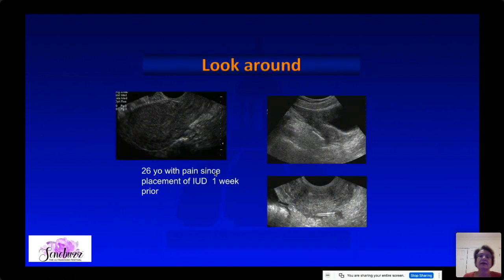And then finally, I want to show this case just to help you or the sonographer, whoever is scanning, to look around. Right? This is a patient who had pain since placement of the IUD a week prior. And we didn't see the IUD in the endometrium at all, or in the cervix. But the sonographer was looking around, and here there is what looks like a foreign body just outside, right? And basically this IUD had perforated outside the myometrium and was in the cul-de-sac.